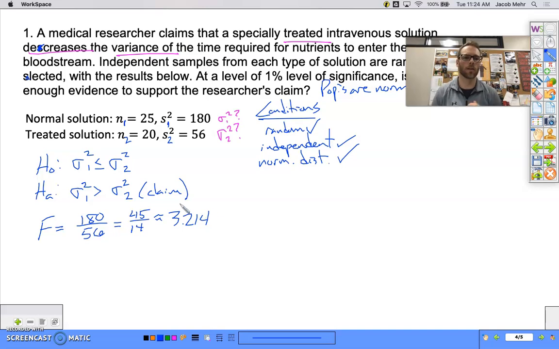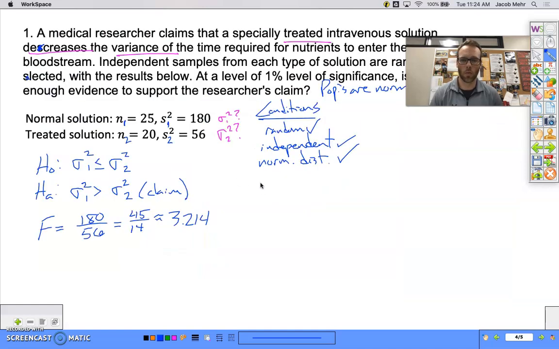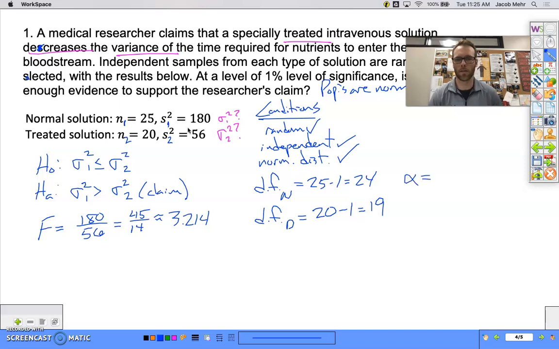Now we need to find our critical F-score to set our rejection region. How do we do that again? Remember that there are 2 degrees of freedom and we're going to have to use our table. The degrees of freedom for our numerator, population 1, which had a sample size of 25, is 25 minus 1, which is 24. The degrees of freedom for our denominator, which had a sample size of 20, is 20 minus 1, which is 19. We have our level of significance at 1%, so 0.01.